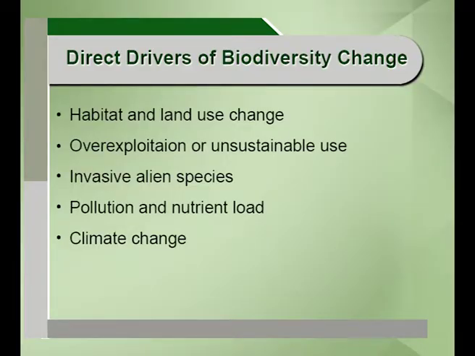Coming to the direct drivers of biodiversity change, the main direct drivers are habitat and land use change, which include habitat fragmentation, habitat degradation, habitat destruction, or other land use changes. Second is overexploitation or unsustainable use of natural resources. The third one is invasive alien species. The fourth is pollution and nutrient load, specifically phosphorus and nitrogen load. And last but not least is climate change.